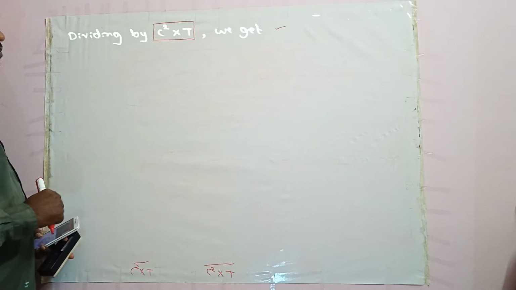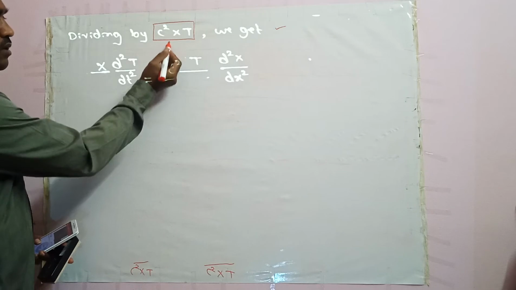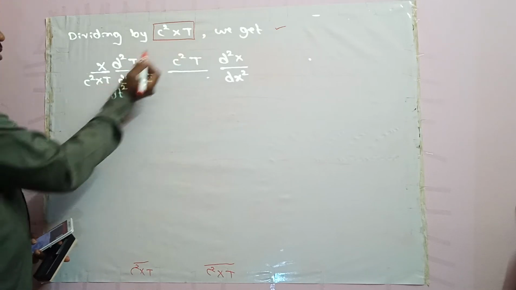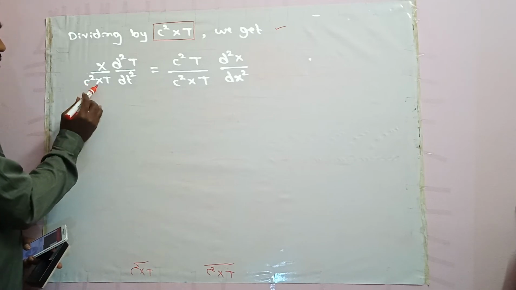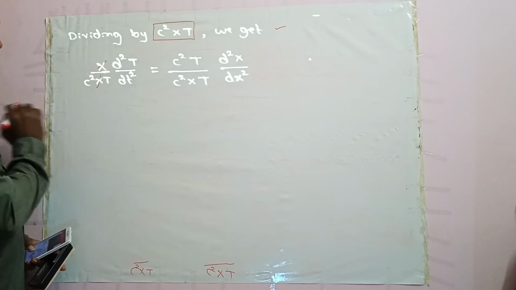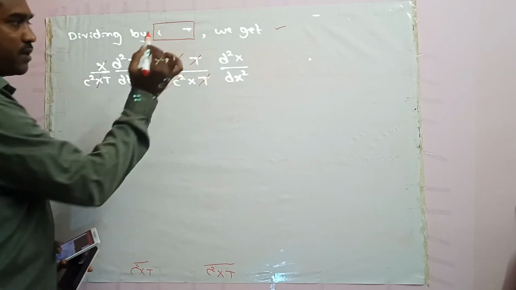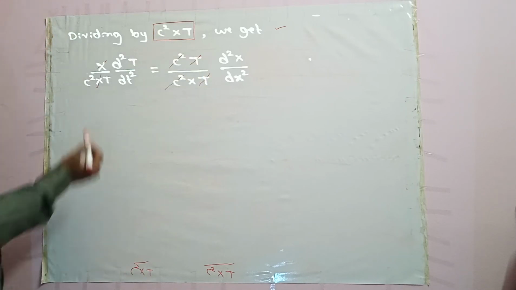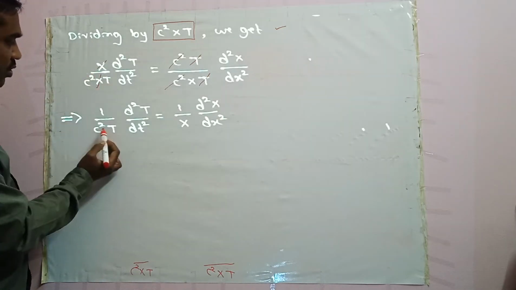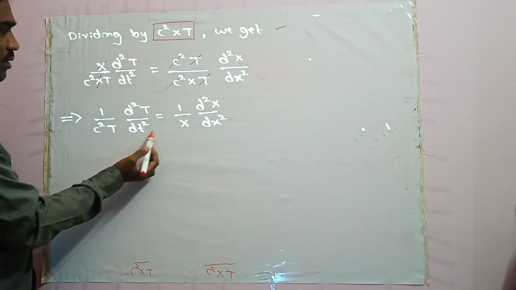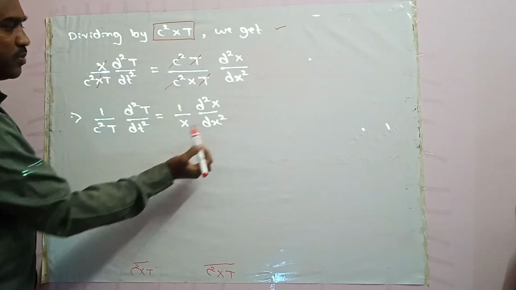I'll write that here. What all things will get cancelled? Capital X will get cancelled. Here, c² and capital T will get cancelled. What remains on the LHS is 1/(c² T) d²T/dt² is equal to 1/X d²X/dx².